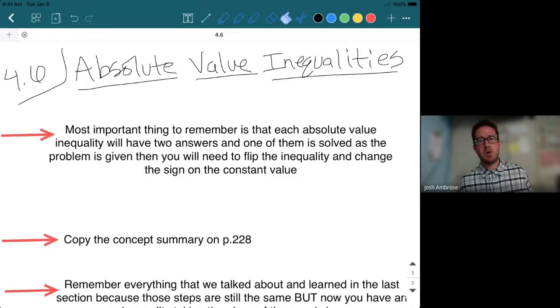All right, Algebra 1. Hey, welcome back, guys. We are officially at the end of Chapter 4. So we are in Section 6 of Chapter 4, titled Absolute Value Inequalities.